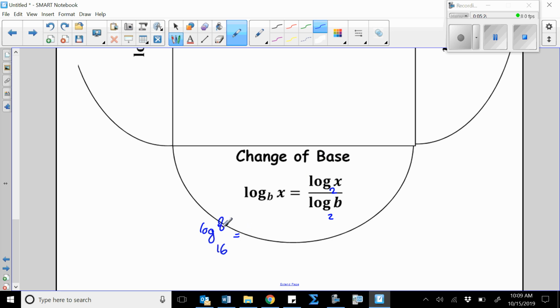I know that 8 is 2 to the power of 3 and 16 is 2 to the power of 4. So I'm going to change the base to 2 and write it this way. So this will be log of 8 base 2 over log of 16 base 2. Now I know that log of 8 base 2 is 3 because 2 to the power of 3 is 8. And log of 16 base 2 is 4, since 2 to the power of 4 is equal to 16. So I found the answer of this log without using a calculator.